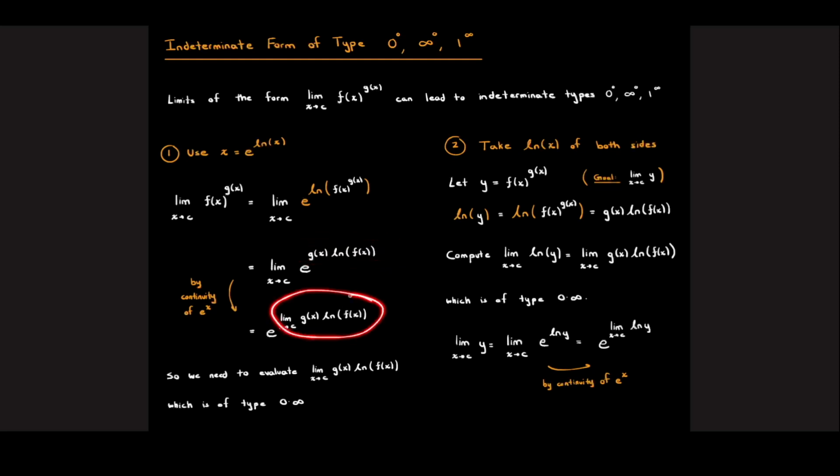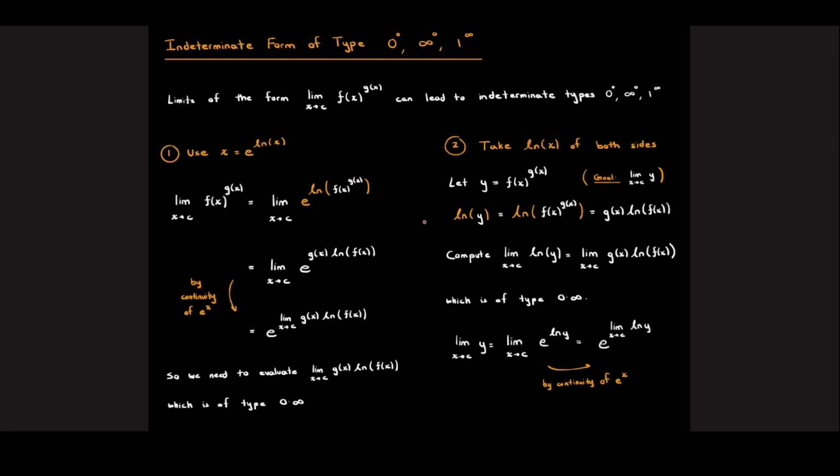And so if this limit exists, by the continuity of e to the x, you can just pass this limit sign up here and get your answer. So whatever this limit evaluates to, let's call it L, then the value of the original limit is e raised to the L. And here's the thing, if you're working with an indeterminate power, like 0 to the 0 or infinity to the 0 or 1 to the infinity, then it turns out that to evaluate this limit, you will actually be working with an indeterminate product. You will always have something like 0 times infinity.